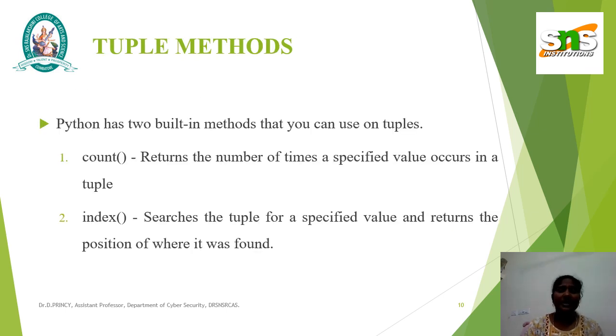Tuple methods. Tuples have some built-in methods. Generally, we use the count method, which returns the number of times a specified item occurs in a tuple. The second method is index. Index returns the position of the specified item in the tuple.